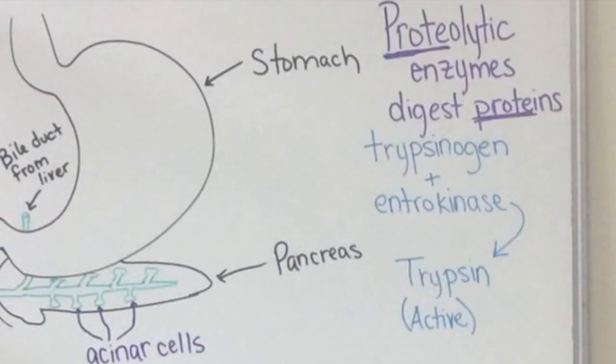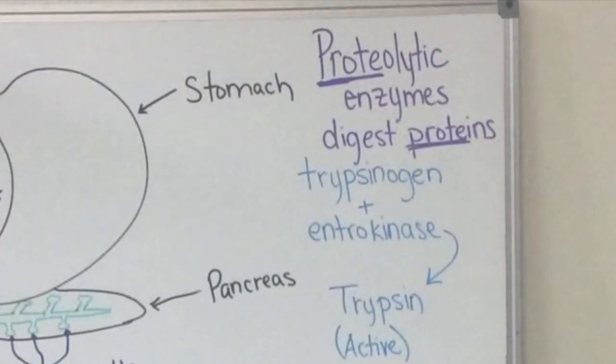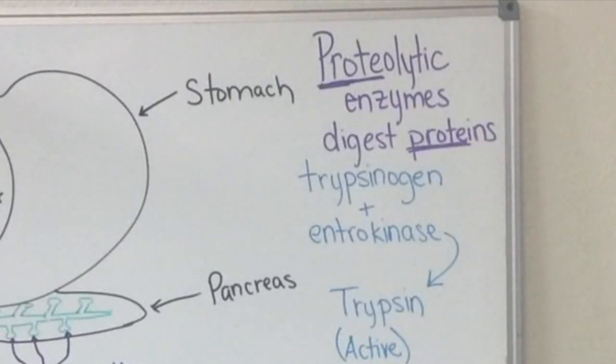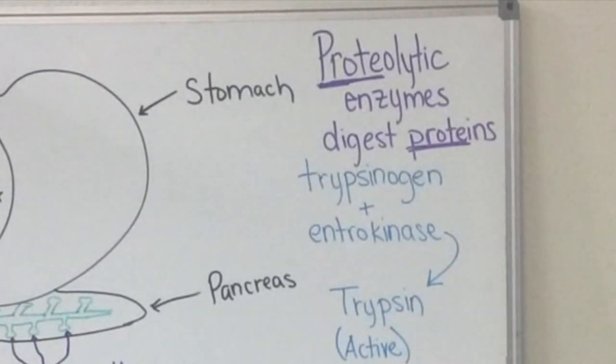Proteolytic enzymes digest proteins. The first proteolytic enzyme is trypsinogen. When released from the acinar cells, trypsinogen is in an inactive form. This prevents trypsinogen from damaging the cells around it. Once it enters into the duodenum, it is combined with enterokinase, which activates the trypsinogen into trypsin. Like pepsin, trypsin is a self-activating enzyme. This means when it comes into contact with trypsinogen, it can activate the trypsinogen to trypsin.